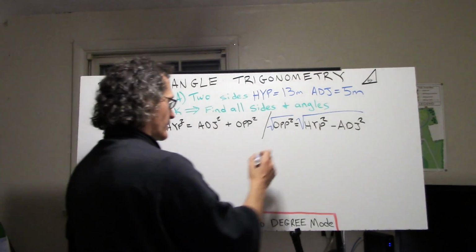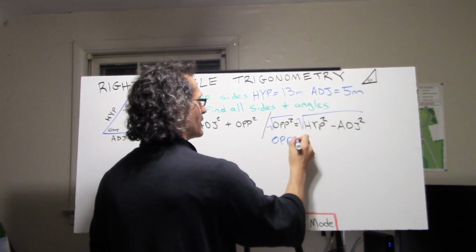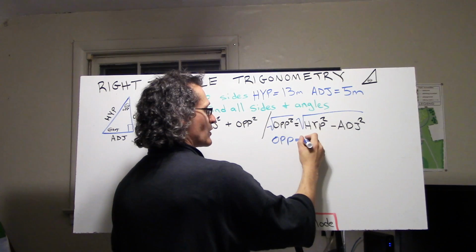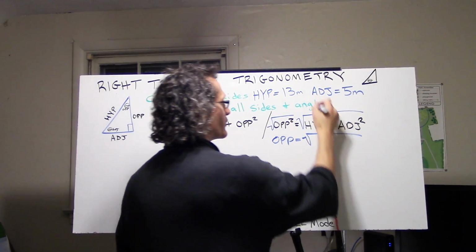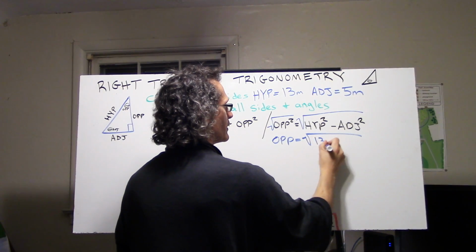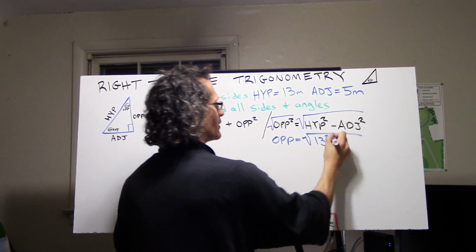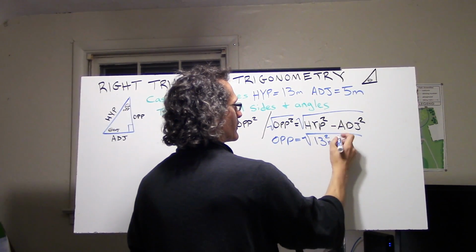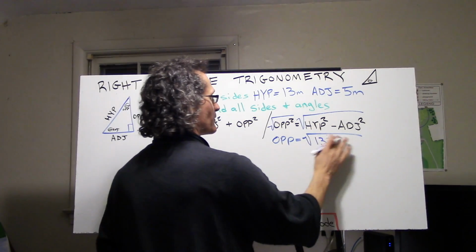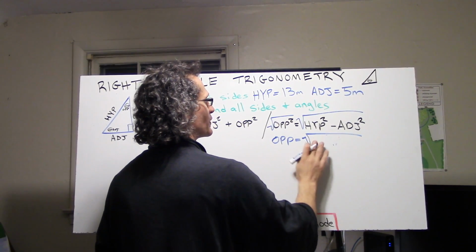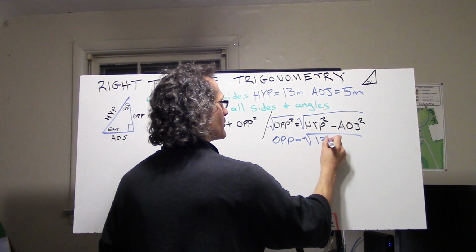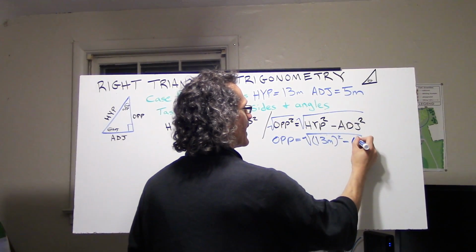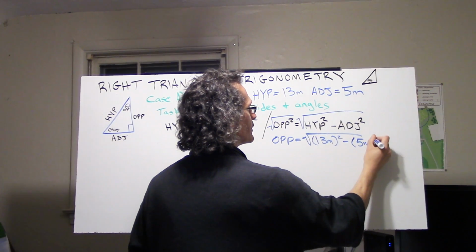So we have opposite equal to, and we're ready to substitute the values in at this point. We've done our symbolic algebra. So it's the square root of 13 squared, and that's meters, right? Actually, you know what I'm going to do? 13, put it in parentheses. It's always much better to do that. It looks so much better. 13 meters, if I want to include the unit, I'll put that in parentheses, squared minus 5 meters squared.